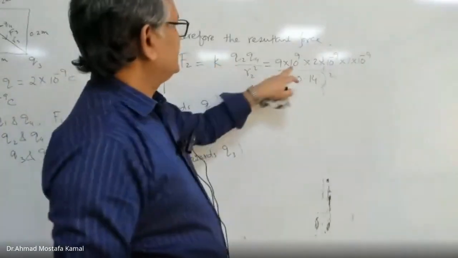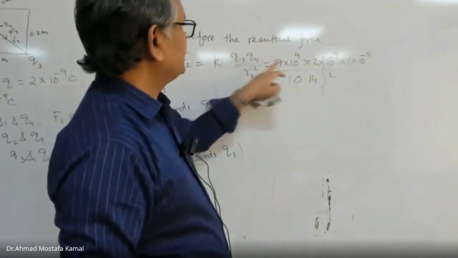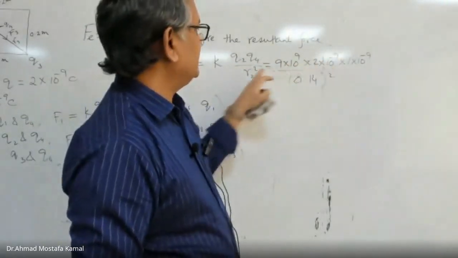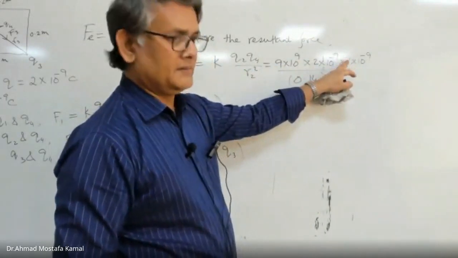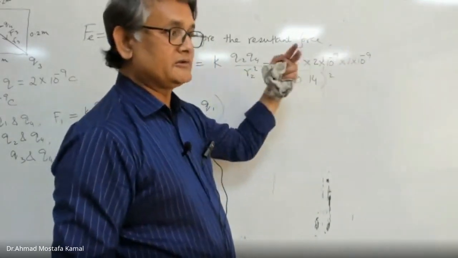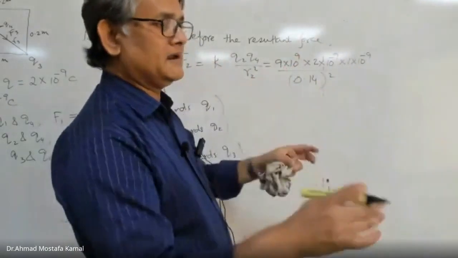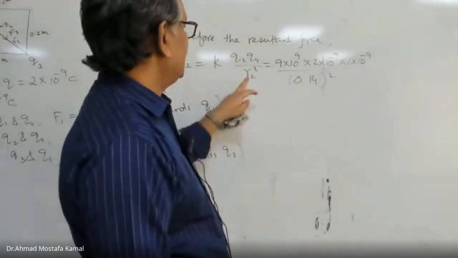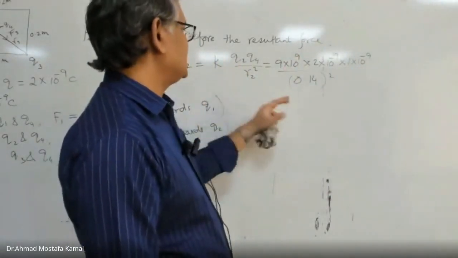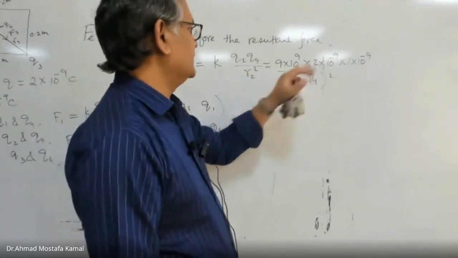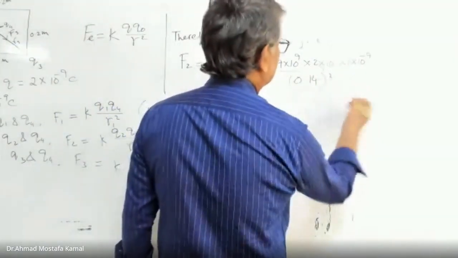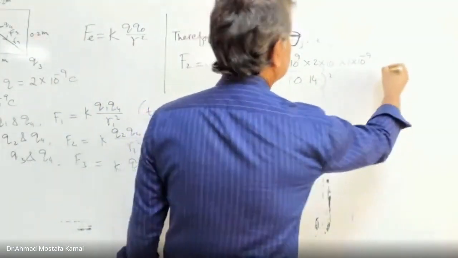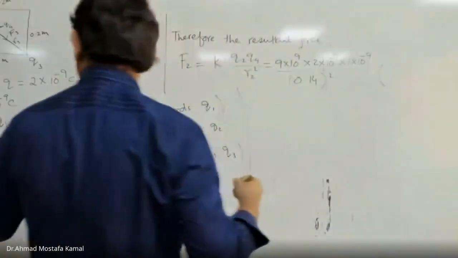Yes, sir. Okay sir. The value of K is 9 into 10 to the power 9, the value of Q2 is 2 into 10 to the power minus 9, and the value of Q4 is 1 into 10 to the power minus 9. No, this is minus 1, but we are not using the minus sign, why we are not doing that I keep telling you repeatedly, so that you don't make this mistake. And R2, R1, R3 were all equal, which is 0.14 whole square. Then you will get this value, and after getting it you should write down the direction of F2, which is what?